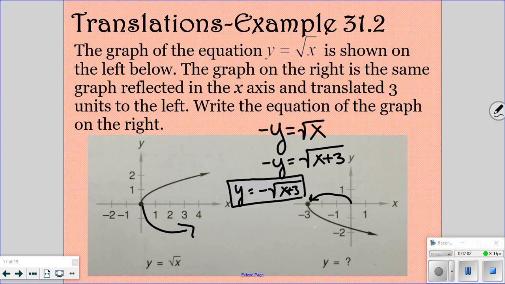And you can plug in numbers if you want to check and see if it makes this shape. So if you plugged in 0, you would get negative 3. If you plugged in negative 2, you would get negative 1. If you plugged in 1, you would get negative 2. And so you can tell that that is basically what it's supposed to be doing. Okay, so we're going to look at one more.